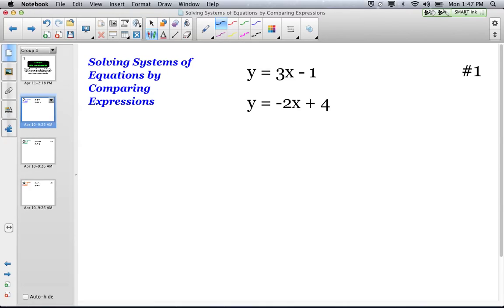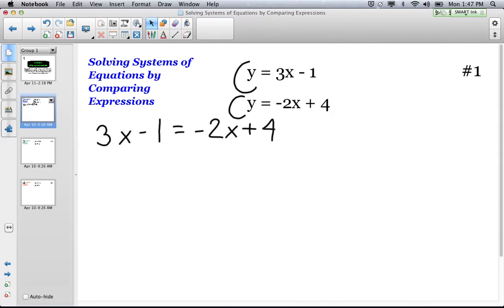So to solve systems of equations by comparing expressions, you are setting the two equations equal to each other. So you're going to set the first equation equal to the second equation. To do that, you have 3x minus 1 equals negative 2x plus 4. And what you've set up now is an algebraic equation similar to ones you are used to solving.